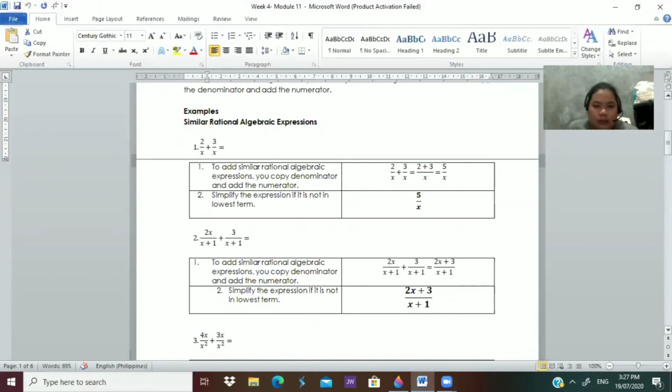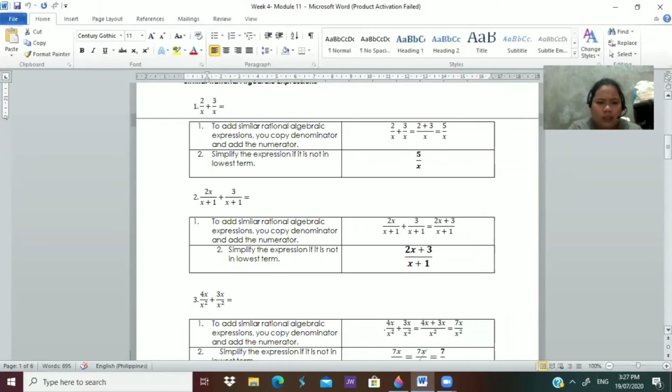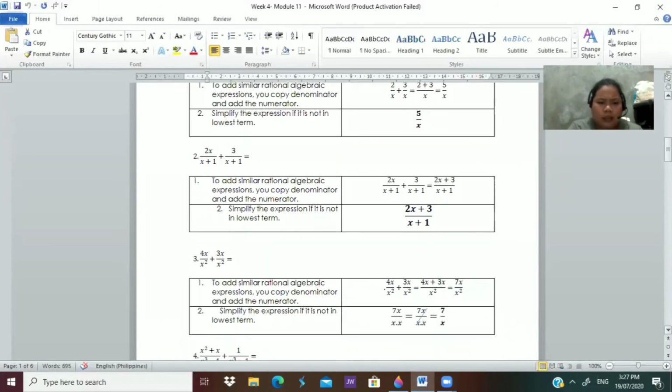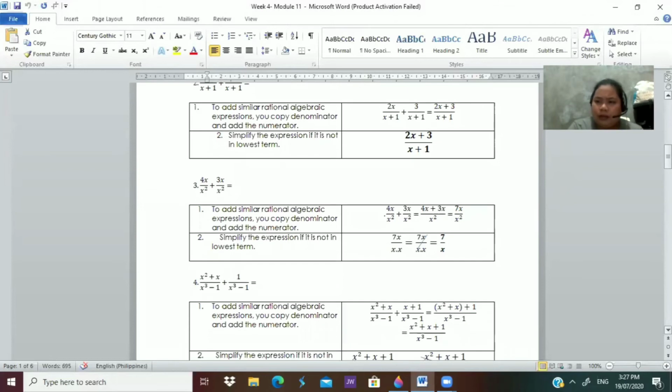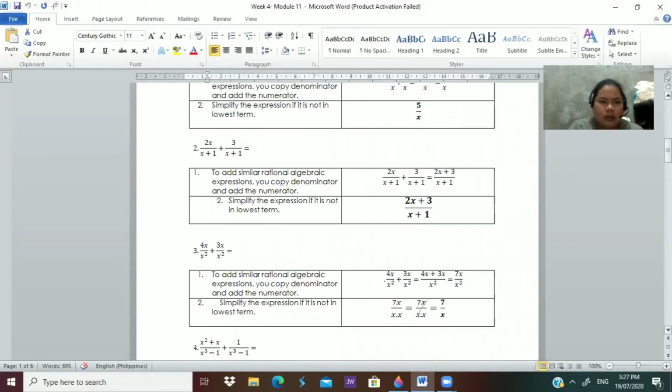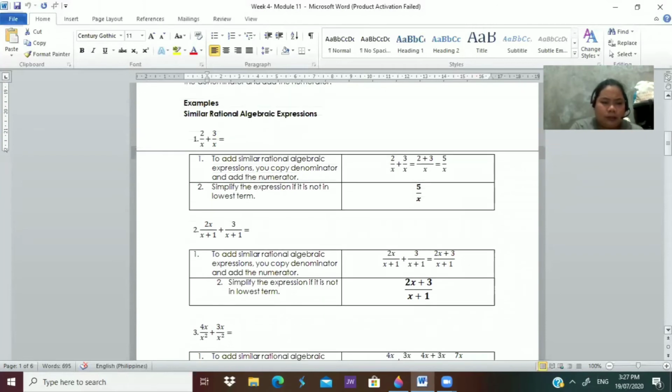Okay. So meron tayo ditong 5 examples. Marami-rami nga. Okay, so let's have number 1. Number 1, you have 2 over x plus 3 over x.